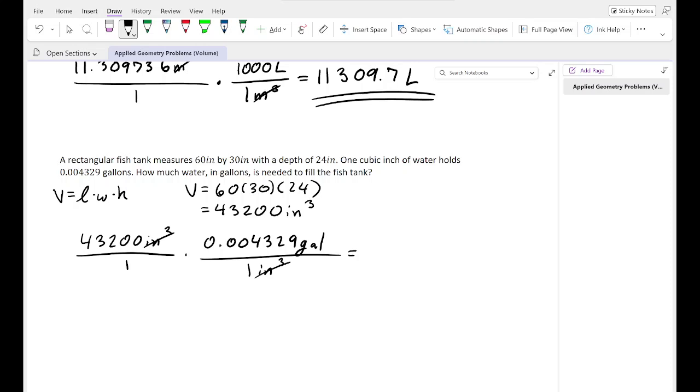I do the multiplication because I'm not going to do that by hand. So I put in the calculator and I'm going to round to the nearest gallon, which is 187 gallons. How much water in gallons is needed to fill the fish tank? 187 gallons. Not too bad.